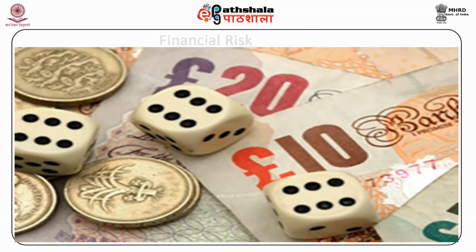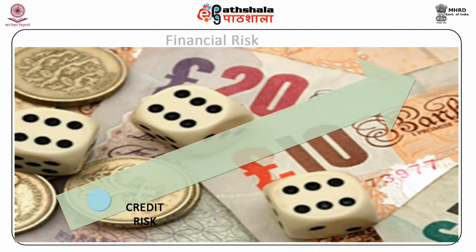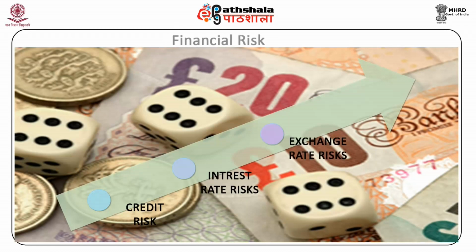Now, we will be talking about financial risk. Financial risks have a direct bearing on the profitability of the company. It affects the cash flows of the company. Ability to recover money from customers will have a direct impact on the profits of the firm. Besides these internal factors, external factors like change in interest rates and exchange rates also cause financial risk.